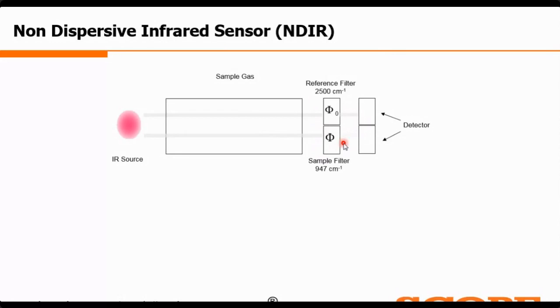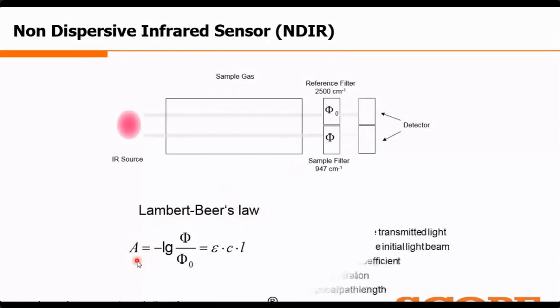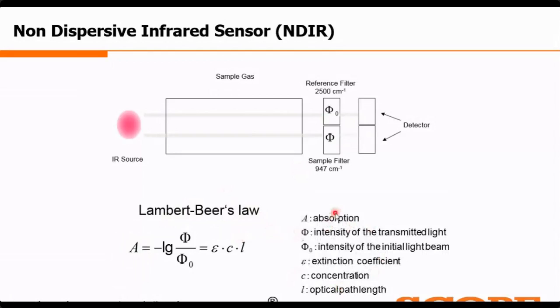After that we do the calculation of the reference filter and the sample filter with the Lambert-Beer's law, and we are calculating the concentration of SF6 which it is sensing. So with the help of this A, it will give you the concentration value of the leak, and this is the formula through which the leak detection is done.